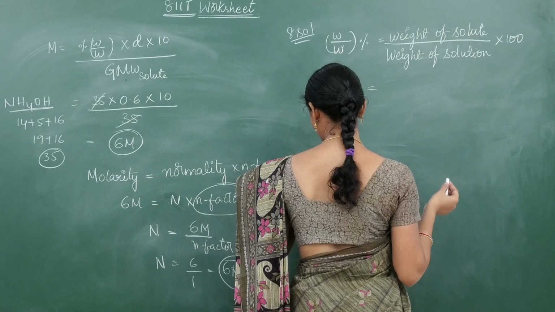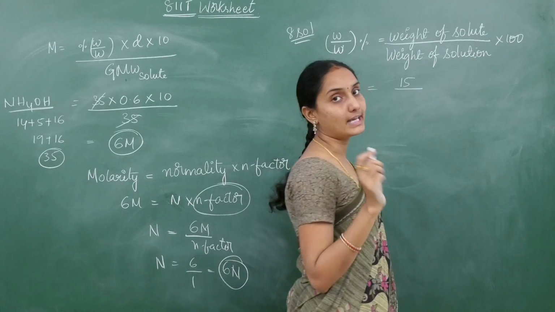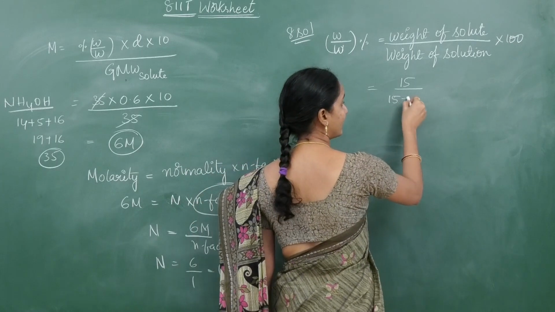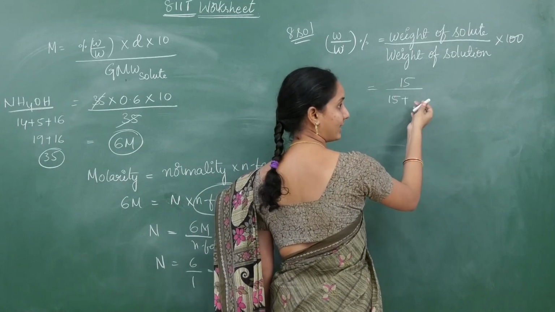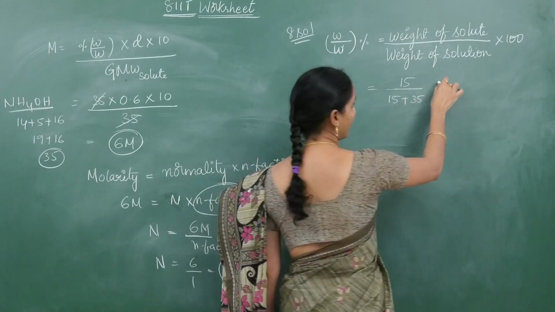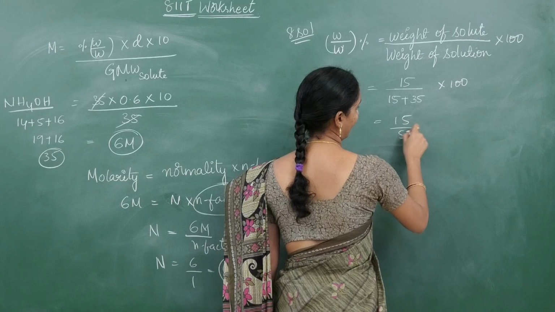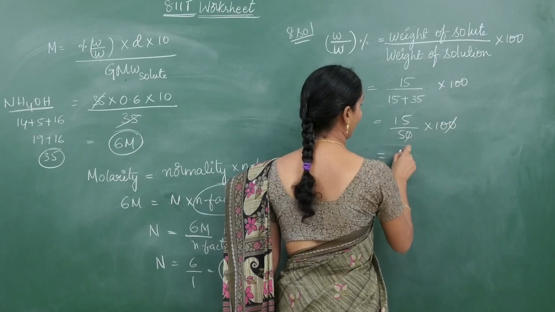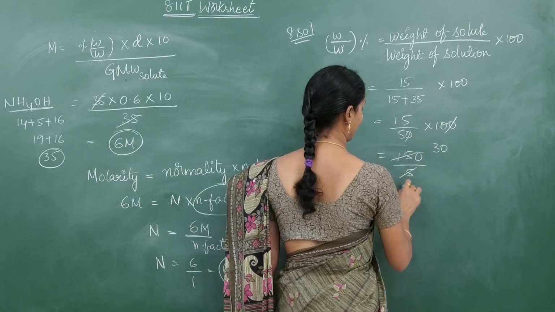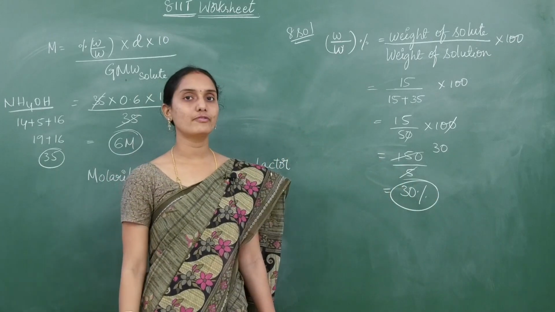How much methyl alcohol is dissolved? 15 grams, divided by the weight of solution, which is equal to weight of solute plus weight of solvent. 15 grams of methyl alcohol is dissolved in 35 grams of water. So 15 plus 35 you take as the weight of solution, into 100. So 15 by 50 into 100. So 150 divided by 5, 5 3s, so 30% is the answer, children. So 30% is the answer for that question.